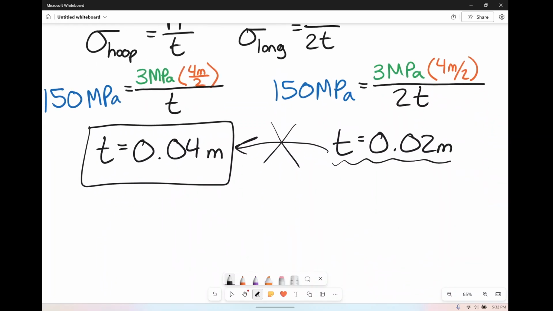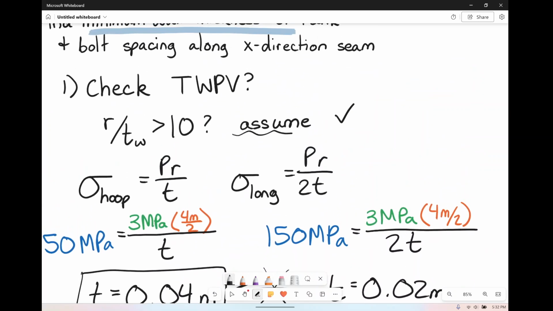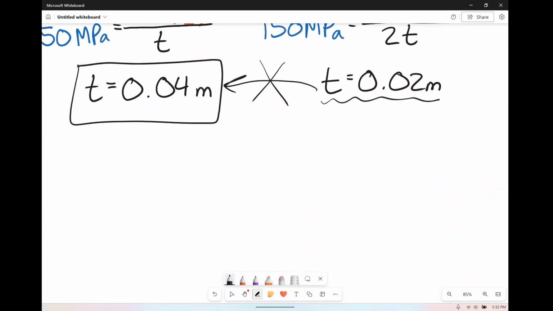And again, now that we've solved for our lovely thickness, we need to go back and verify, can I even use these equations? Because we assumed that we were okay. Should never assume, right? We always have to check our assumptions at the end. So again, we have our radius over thickness of the wall. Our radius, the inside radius, 4 meters divided by 2. The thickness we literally just found to be 0.04 meters.